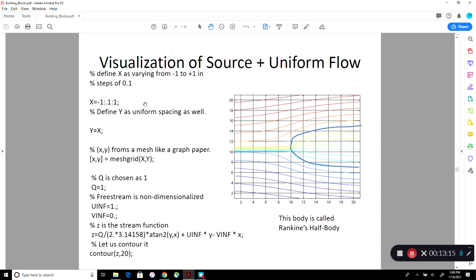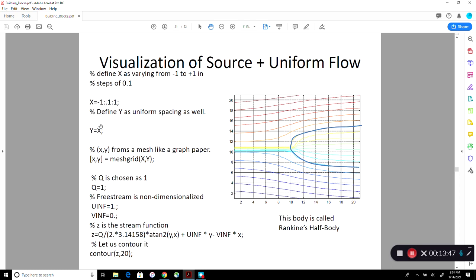So basically, we have a huge graph paper where x goes from -1 to +1 in steps of 0.1. So we're going from x equal to -1 to x equal to +1. Every 0.1, there is a graph line, vertical graph line. So we have 21 lines going from left to right in a vertical direction. We also define y the same way we define x, -1 to +1 in steps of 0.1. So we have created a graph paper.